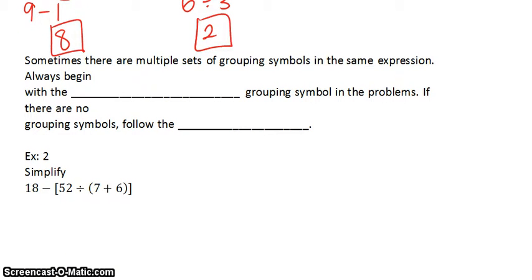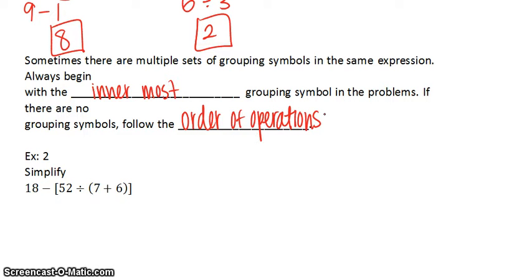Sometimes there are multiple sets of grouping symbols in the same expression. Okay? That means you're always going to begin with the innermost grouping symbol in the problem. If there are no grouping symbols, follow the order of operations. So work your way from the innermost grouping symbols out, and then order of operations.